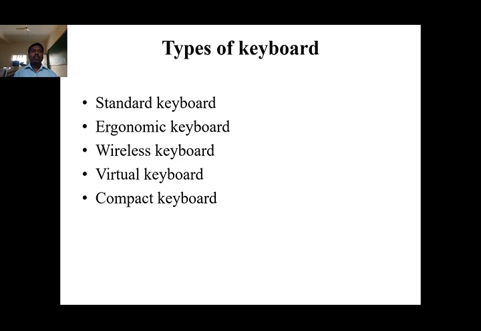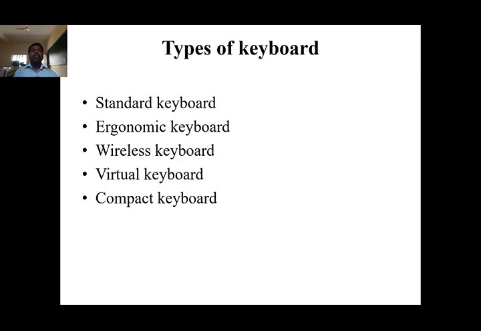In that, what is a keyboard? A keyboard is the most common input device. It consists of typewriter-like keys that enable you to enter data into the computer. Whenever you press a key on the keyboard, it detects the key pressed and generates the corresponding ASCII code, which can be recognized by the computer. And we know that there are 5 types of keyboard: standard keyboard, ergonomic keyboard, wireless keyboard, virtual keyboard and compact keyboard.